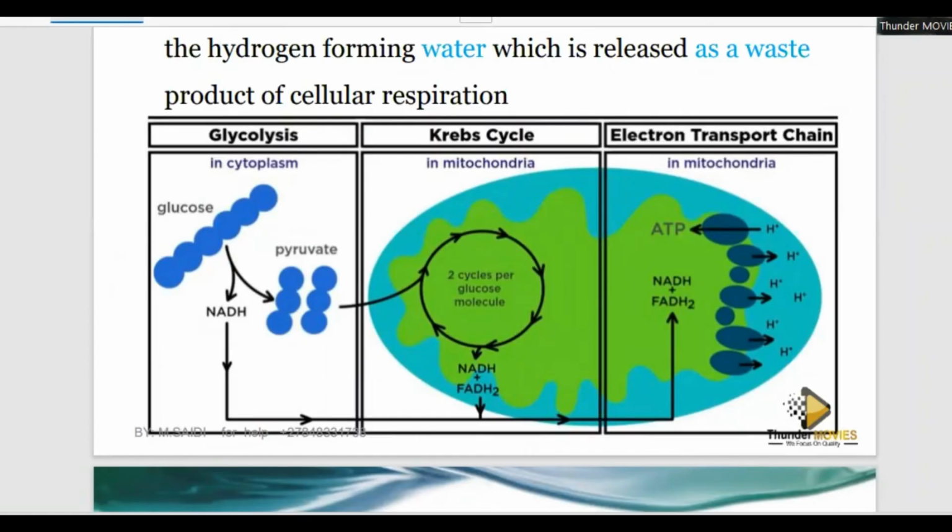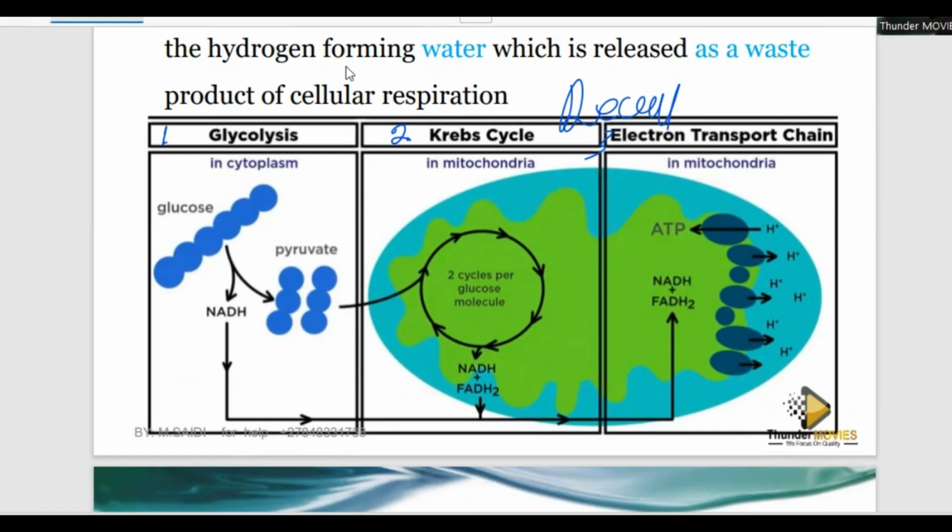Let's go back to the summary of the whole process. Let me call it a recall, or remembering what we have studied. We said that respiration is the process by which glucose is broken down in the presence of oxygen to produce ATP. This aerobic respiration has three phases: 1, glycolysis; 2, Krebs cycle; 3, electron transport chain, which we call oxidative phosphorylation. Remember I told you that when these enter here, they undergo a series of electron transport.